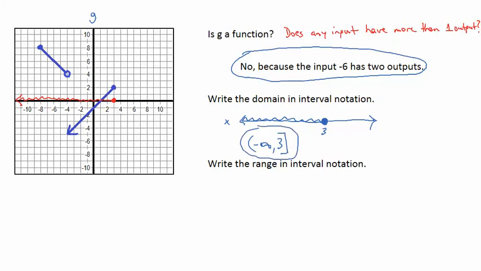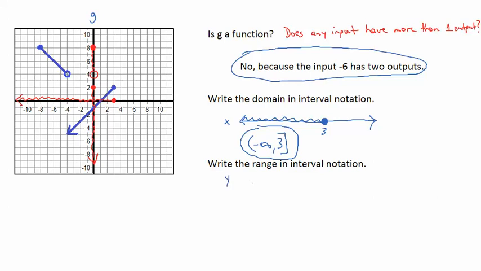My range is all my y values, and I can see I have a gap in y values between 2 and 4. But from 2 down, this graph goes down forever, so my range goes down forever. And then up here, it starts up at 4, not including 4, and goes up until it reaches 8 and stops again because there are no y values past 8.